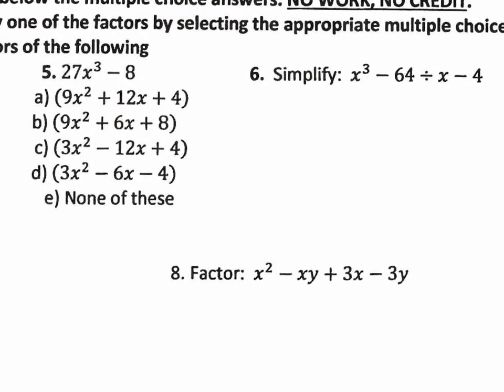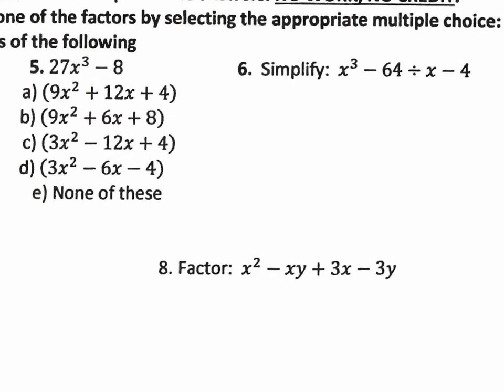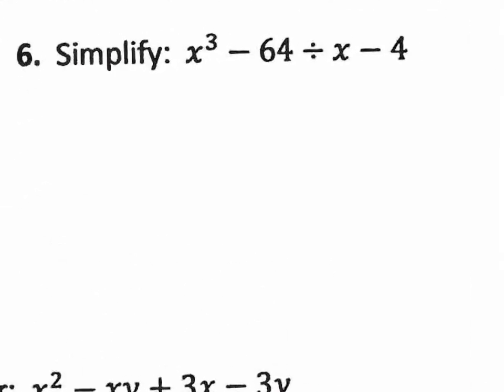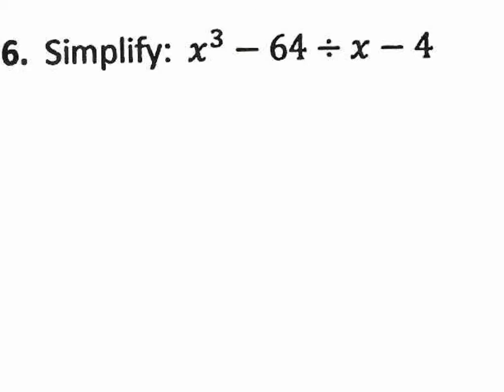I'm going to skip 5. Number 6 could be done 2 different ways, actually 3 different ways. What do they want you to do? They want you to divide that cubic binomial by the linear binomial. So you could use long division. I wouldn't do that. You could use synthetic division. That's a good option. Or you could recognize that there's a difference of two cubes right here. If you recognize that, let's do this to identify A and B.